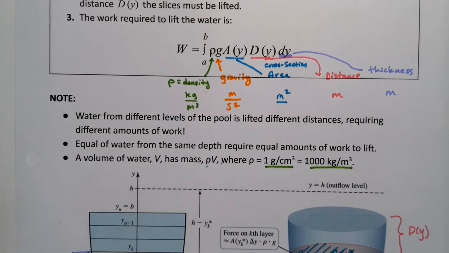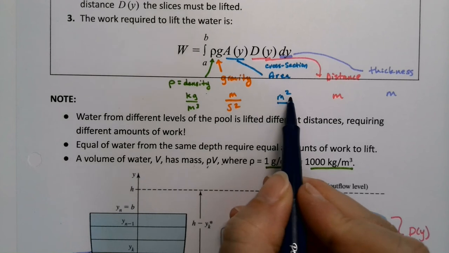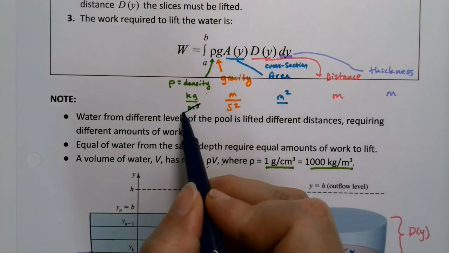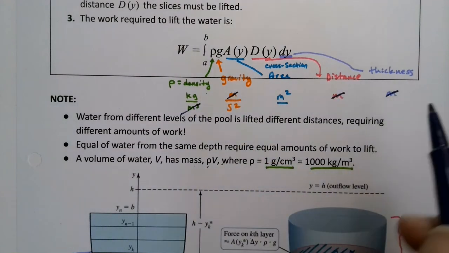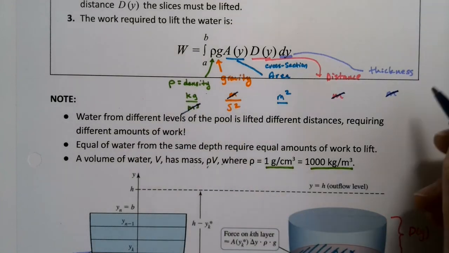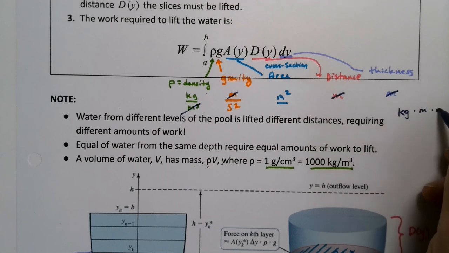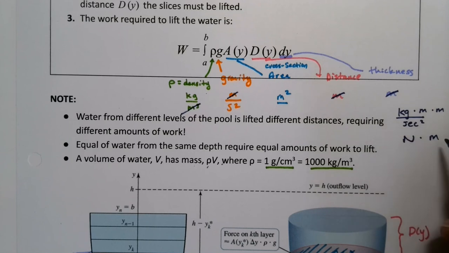Now, if you'll notice what happens with all of this, meters cubed down here, and then meters and meters squared right here. So meters cubed, meters, meters, meters will leave me kilograms, meters squared, and seconds squared. Kilograms times meters over seconds squared is Newton meters, which is joules.